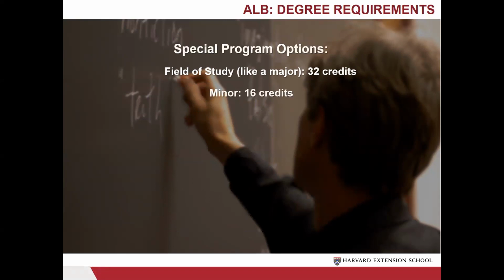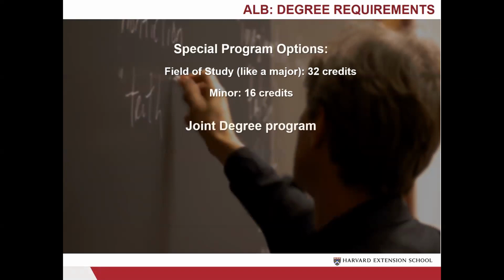If you are transferring a lot of credit, it will be very difficult to complete a field of study and a minor, because when transferring the maximum, 64 credits, you have remaining only 16 courses here at Harvard. And together, a field of study and a minor would account for 12 of those 16, 8 courses for the field of study and 4 for the minor, leaving very little room to satisfy other degree requirements.